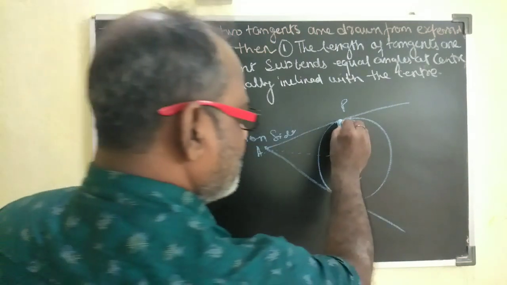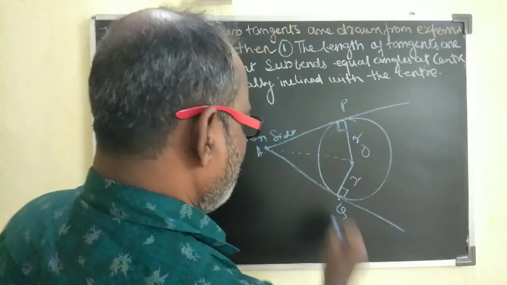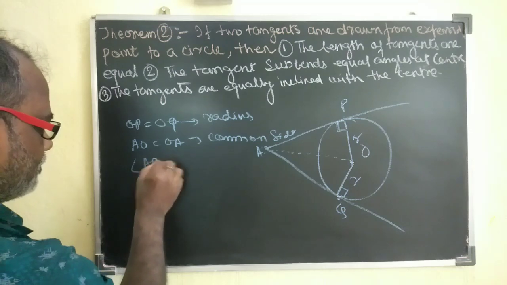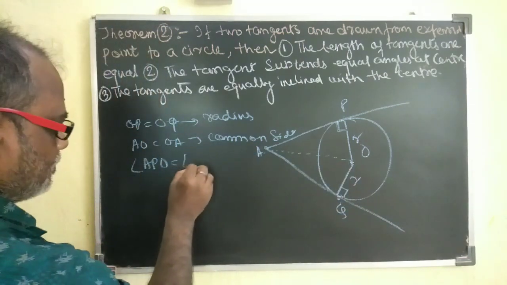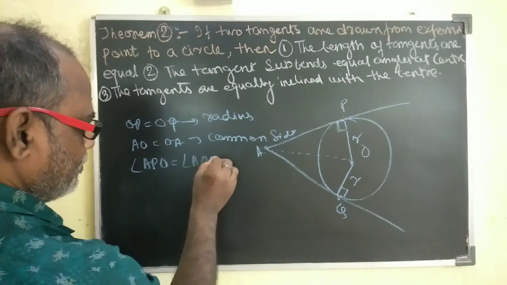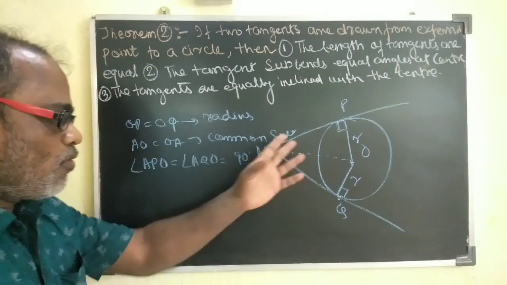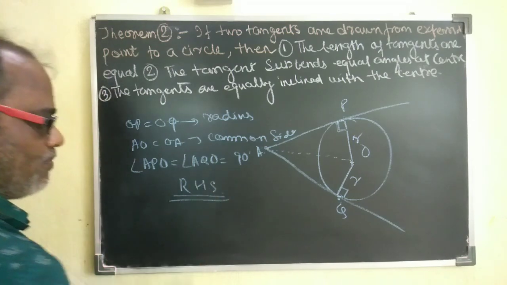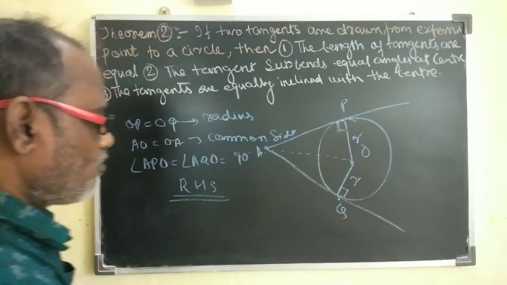And this is 90 degrees according to our previous theorem. Angle APO equals angle AQO equals 90 degrees. So by RHS, which means right angle, hypotenuse, side, these two triangles are congruent.